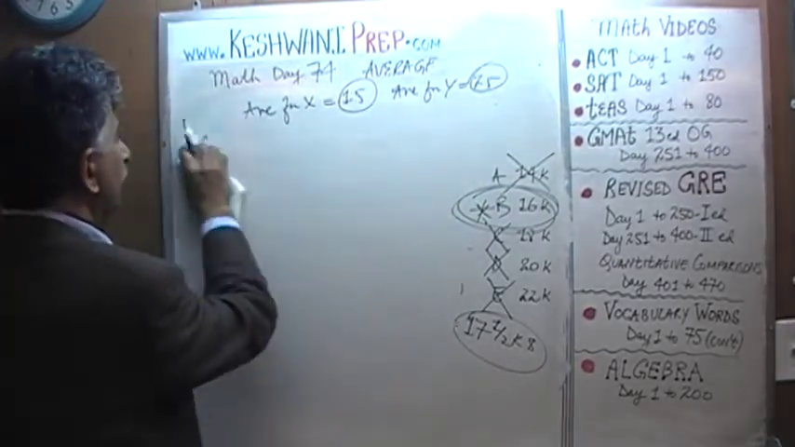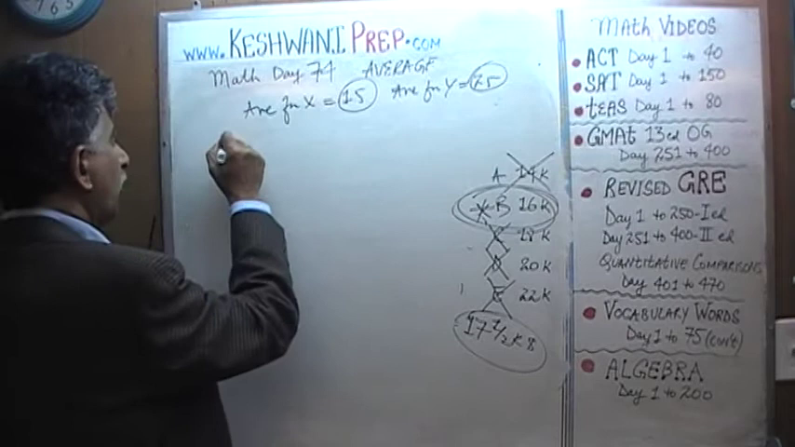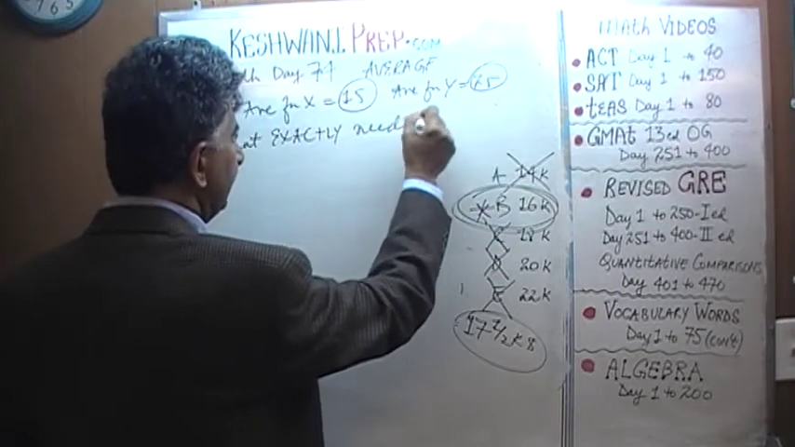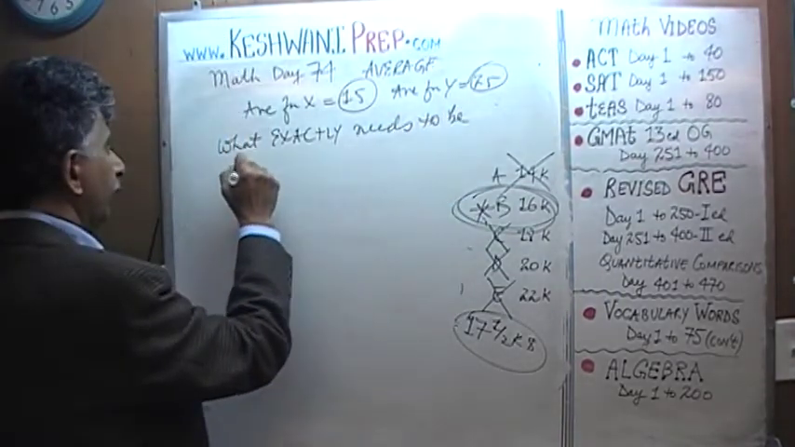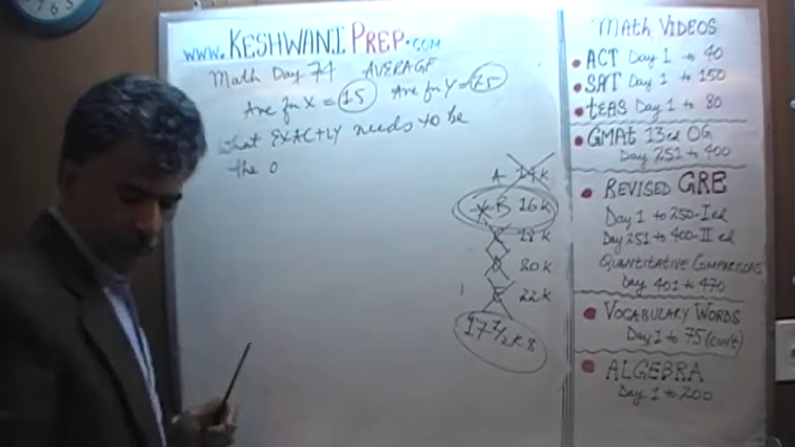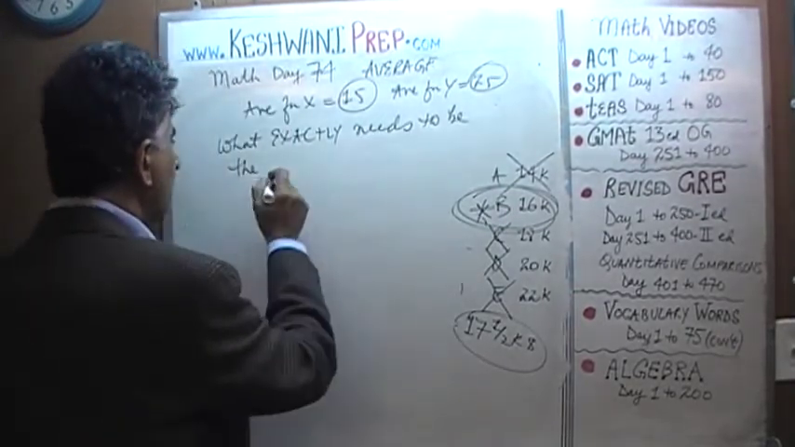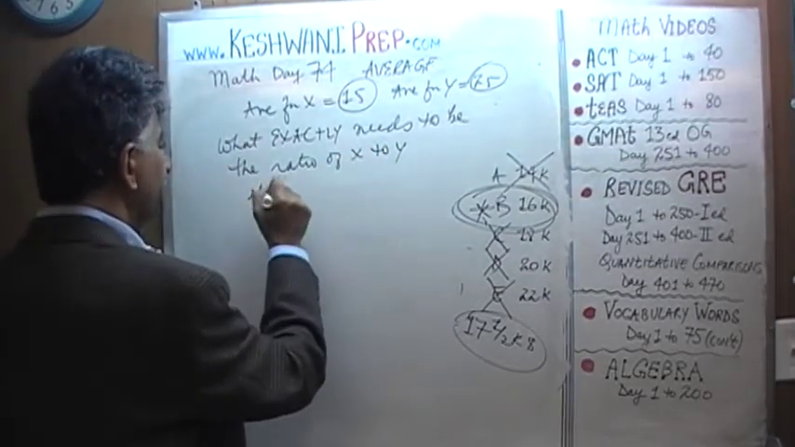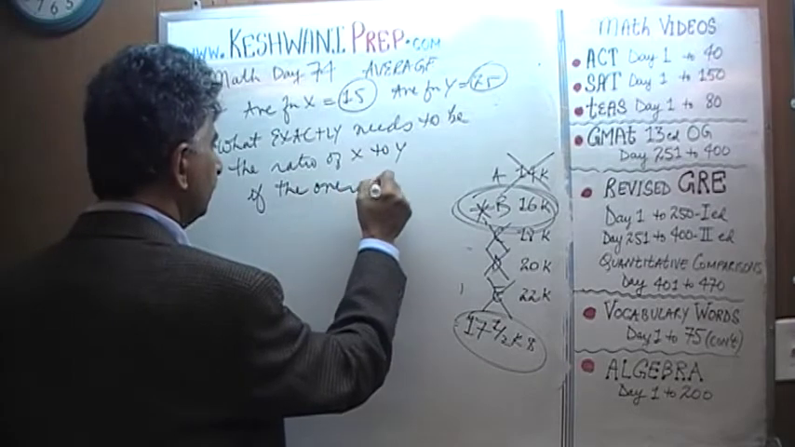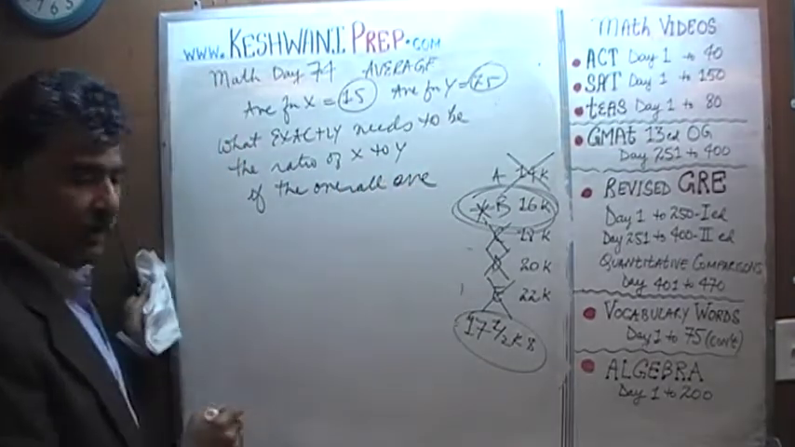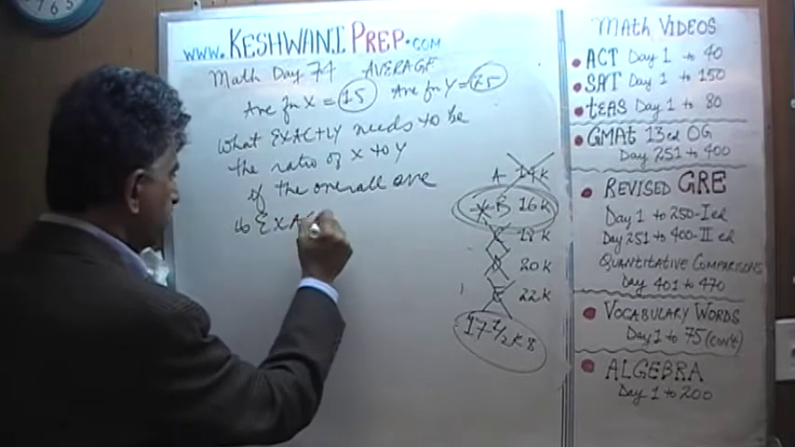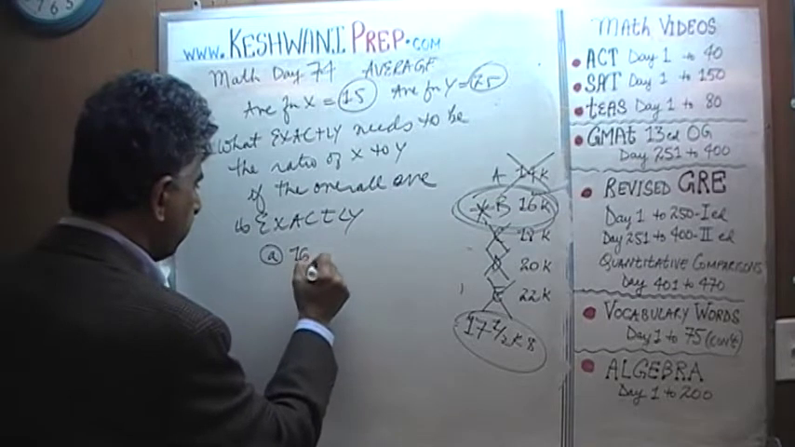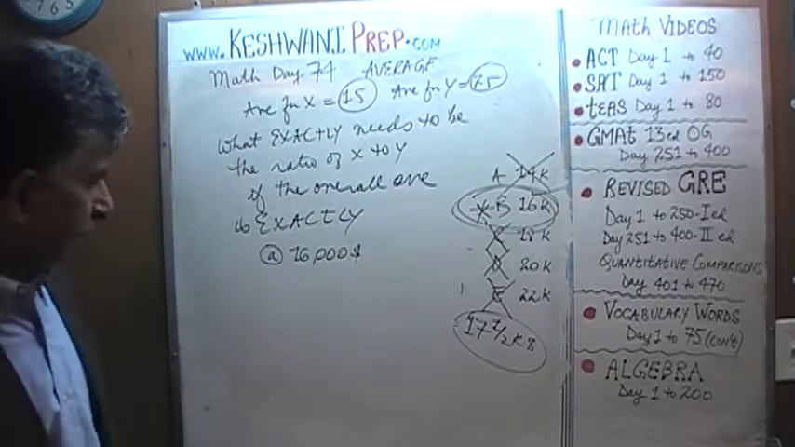Question is this: what exactly needs to be the ratio of X to Y if the overall average is exactly, we're claiming, $16,000. It is a two-part question.